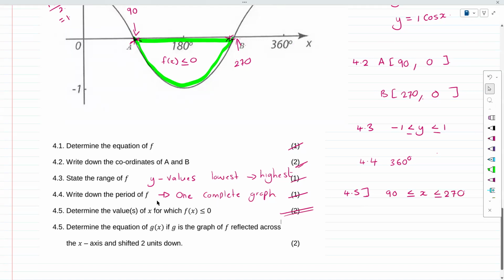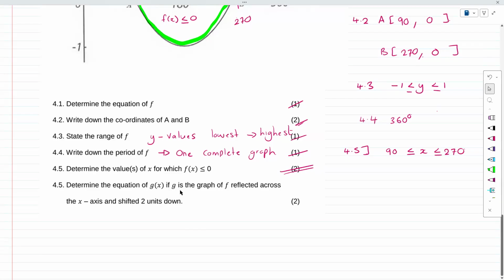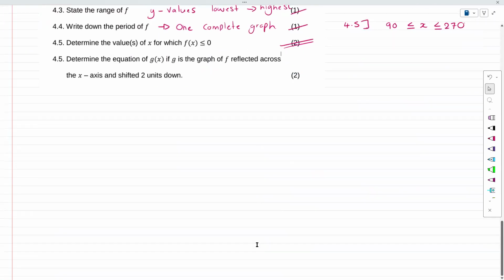Right? Determine the equation of g of x, if g is the graph of f reflected across the x-axis and shifted down 2 units. Now, guys, this one we don't have to panic.